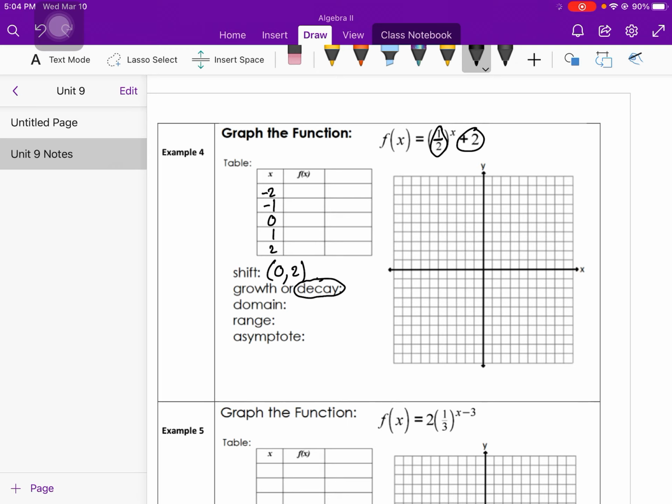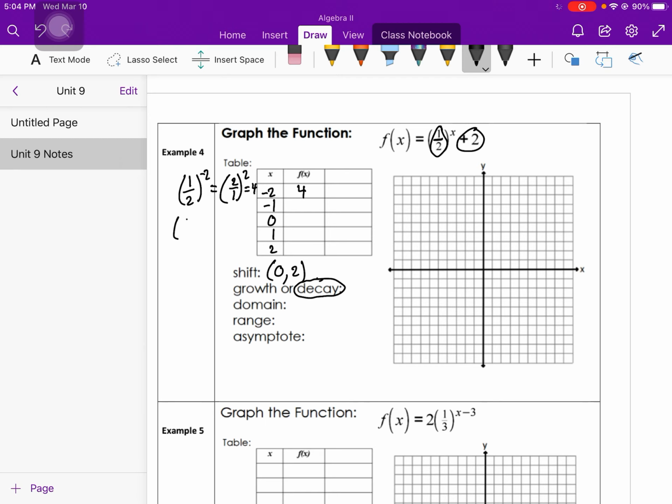All right, so the shift of 0, 2, we also need to fill out our f of x column, which is going to be different because our base is different. So now what we're doing is 1/2 to the -2 power. Here's an interesting trick though. Remember that we can do this reciprocal first. So 1/2 becomes 2/1, and then it becomes +2. So we end up getting 4.